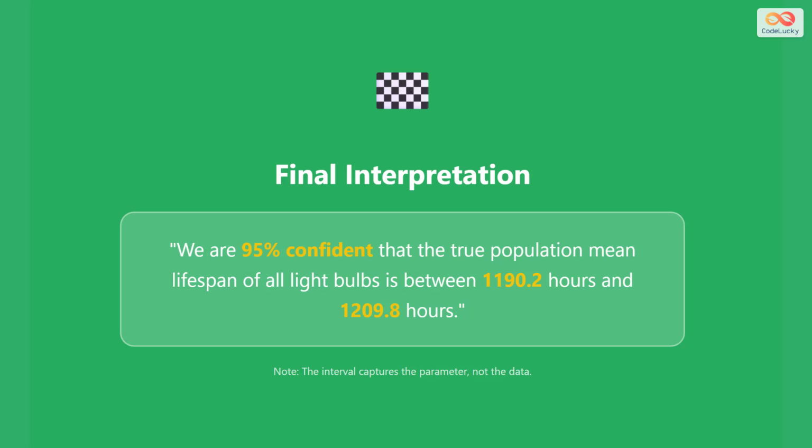To conclude, we interpret our results. We state that we are 95% confident that the true population mean lifespan of all light bulbs produced by the factory is between 1,190.2 and 1,209.8 hours.